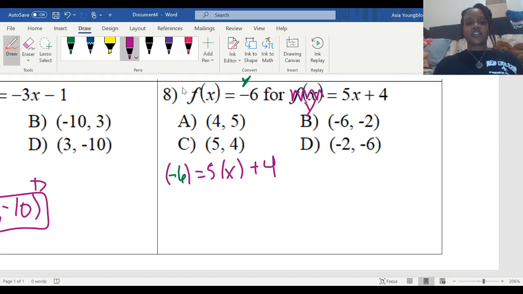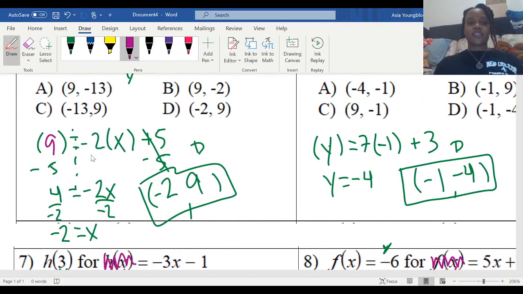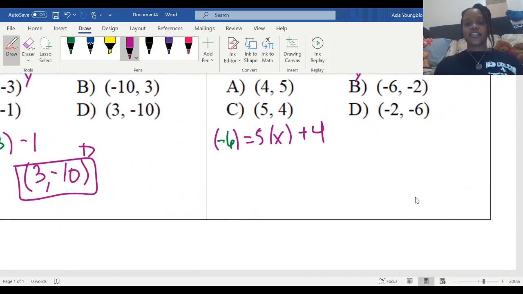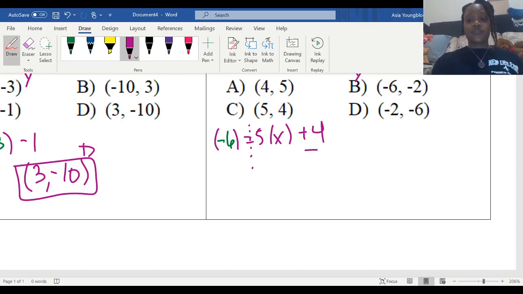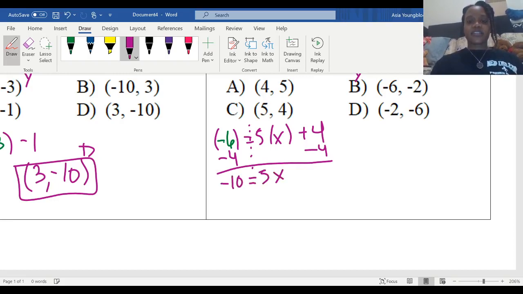So this is, again, going to be more similar to this problem. We actually have to solve for x to figure out what it is. And the way we solve for x is by isolating it with inverse operations. Since this 4 is being added, we're going to do the opposite and subtract 4 from both sides. On this side, we are left with negative 10. Negative 6 minus 4 is negative 10, equals 5x.